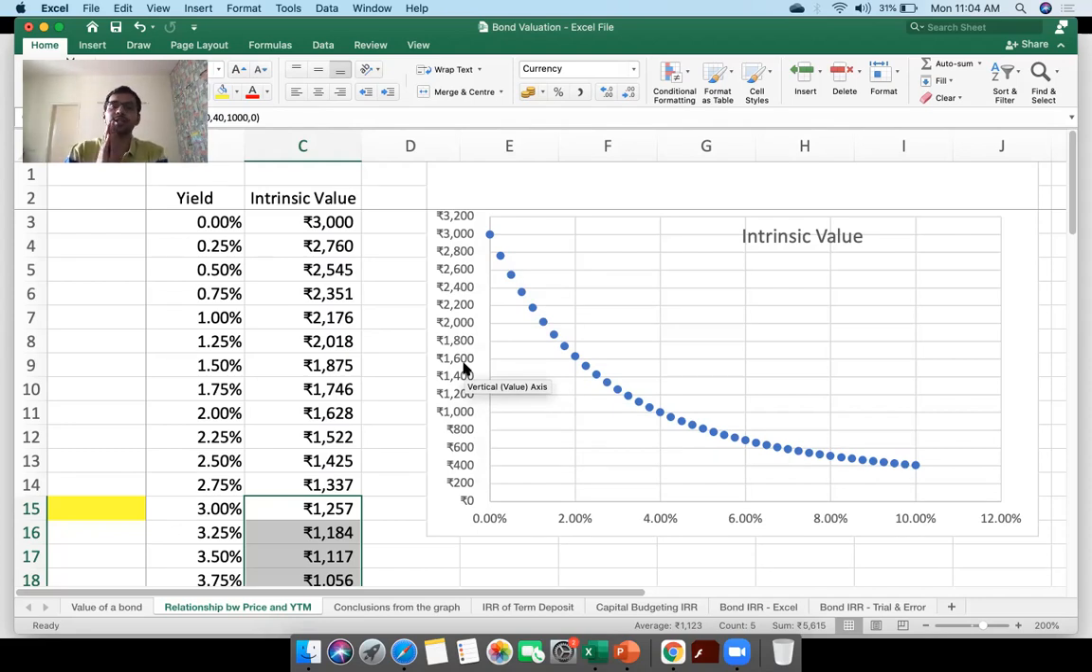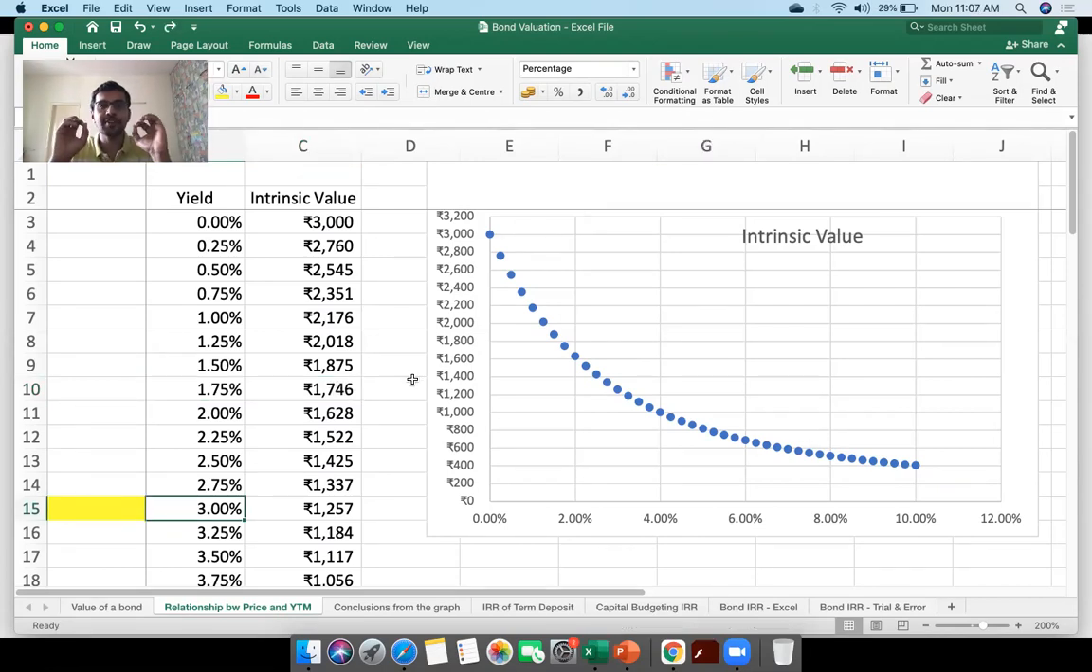So this is the implication. We'll see the reason why the bond prices fall when yields increase later on, in the next session. For right now, what I want you to understand is that it has a downward sloping curve because yields and intrinsic value are inversely related. Why they are inversely related, we'll see in the next session. That is one point I wanted to convey.